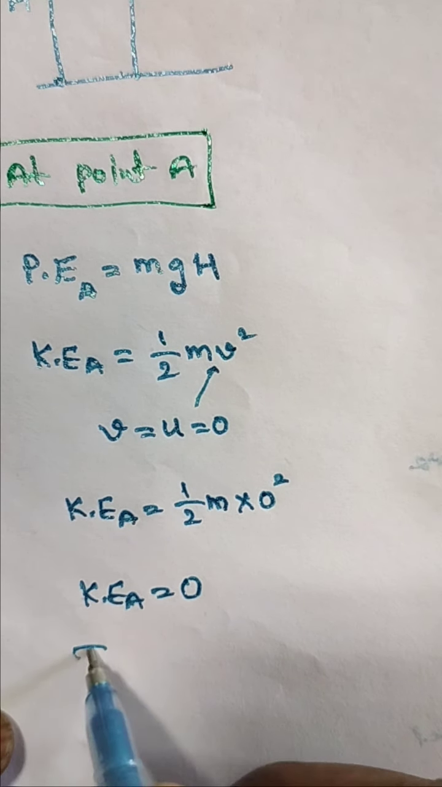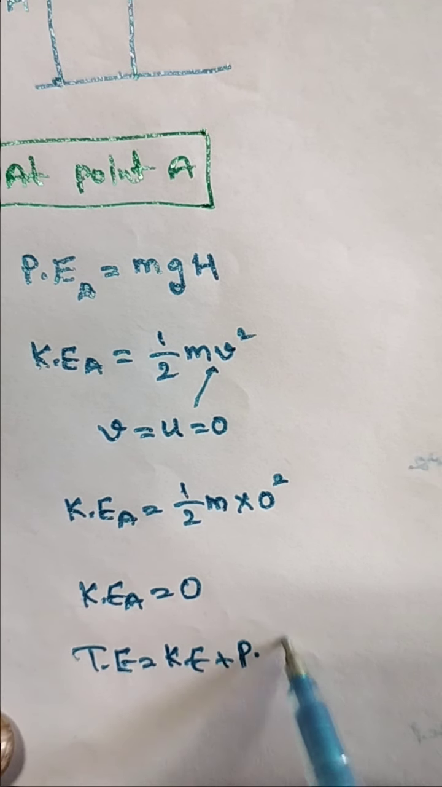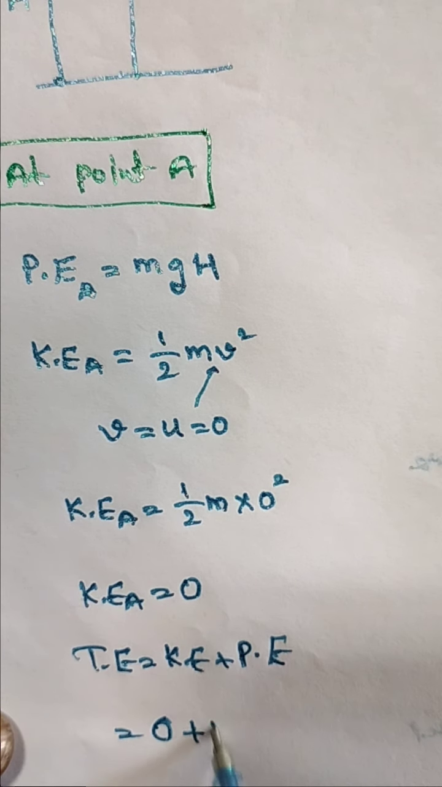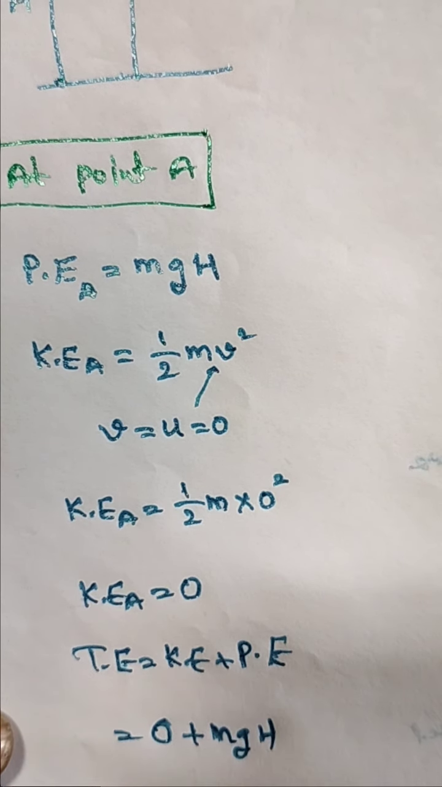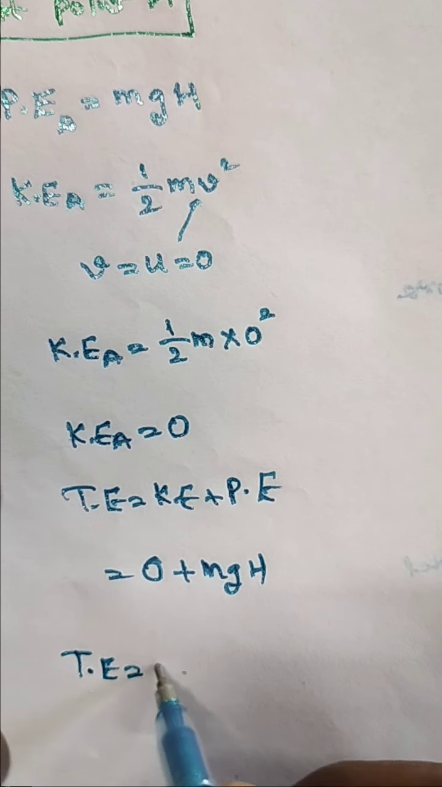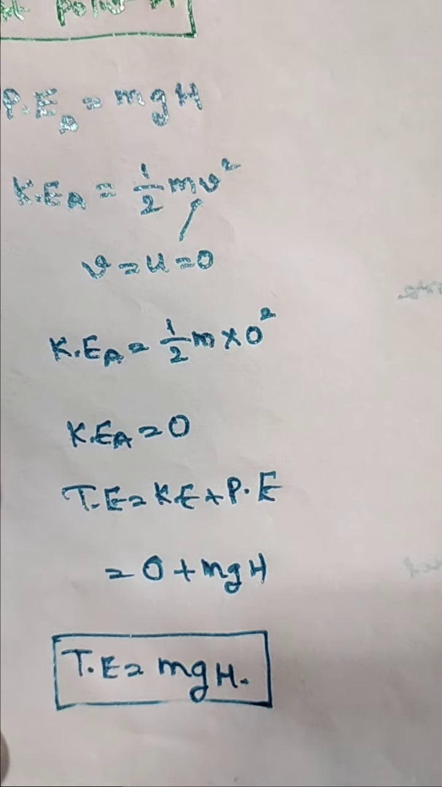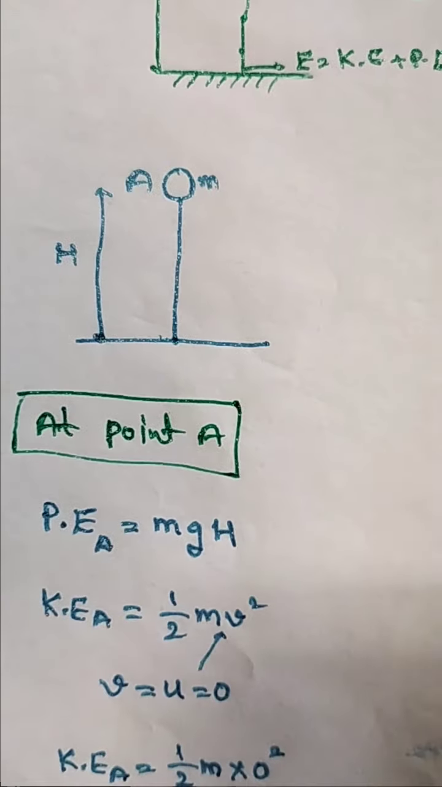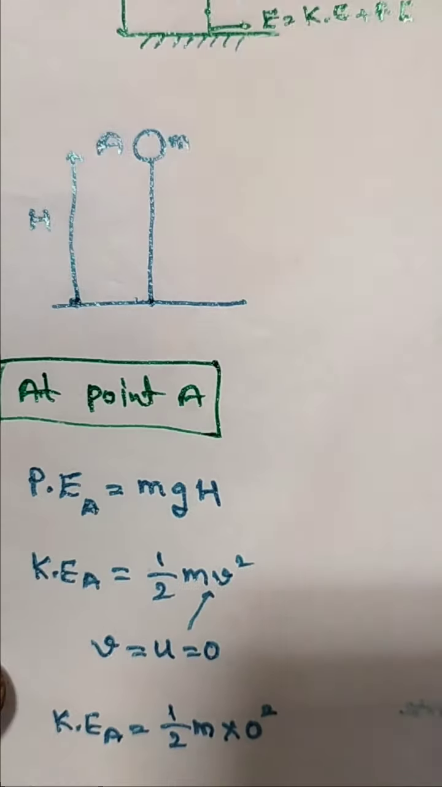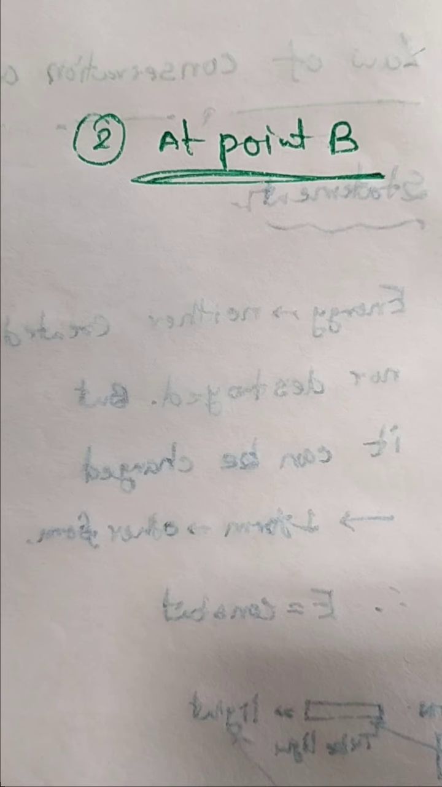What is the total energy? The mechanical energy is the sum of the kinetic energy plus the potential energy. The kinetic energy is 0 and the potential energy is mgh. So the total energy at point A is mgh. Here in the diagram, at point A, the total energy is equal to mgh.